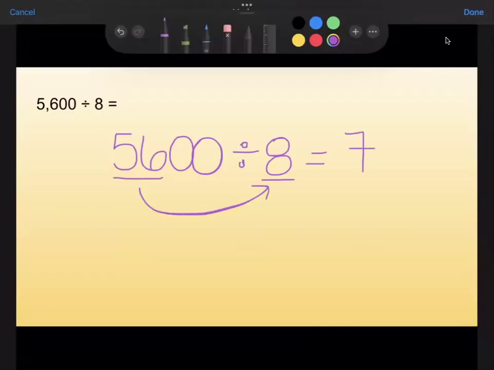And again, if you're not sure about that, you can always count by 7s until you get to 56 and see how many 7s that was or how many 8s that was. Then I need to take these 2 zeros here at the end and add them to the end of my answer. So 5,600 divided by 8 is equal to 700.